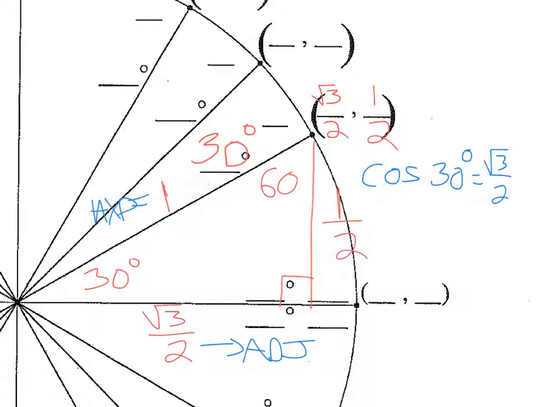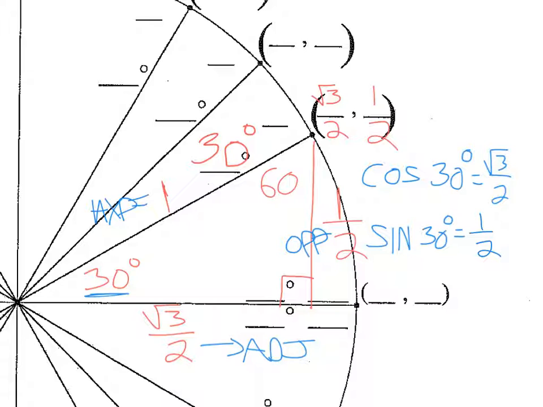Now if I look at sine of 30 degrees, well, that's the SO in SOHCAHTOA. The side opposite 30 degrees is 1/2. So if I take the opposite side, 1/2, and divide it by the hypotenuse, it's 1/2. So sine of 30 is 1/2.